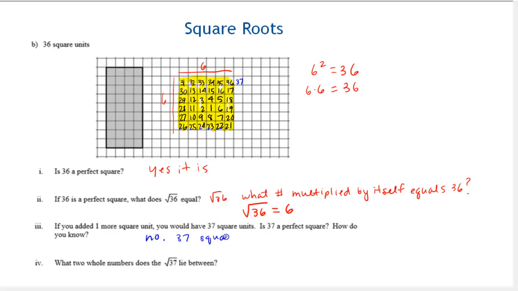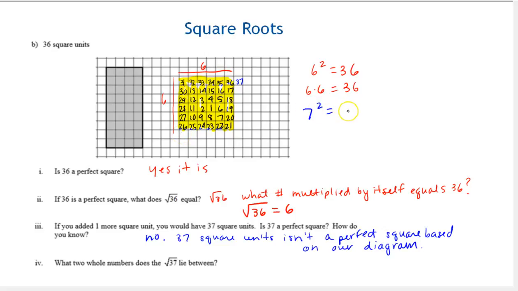37 square units isn't a perfect square, based on our diagram. Okay, and notice neither is 38, 39, 40, 41, 42, 43, 44, 45, 46, 47, 48. We'd have to go all the way to 49, which would be 7 by 7 to get to our next perfect square.